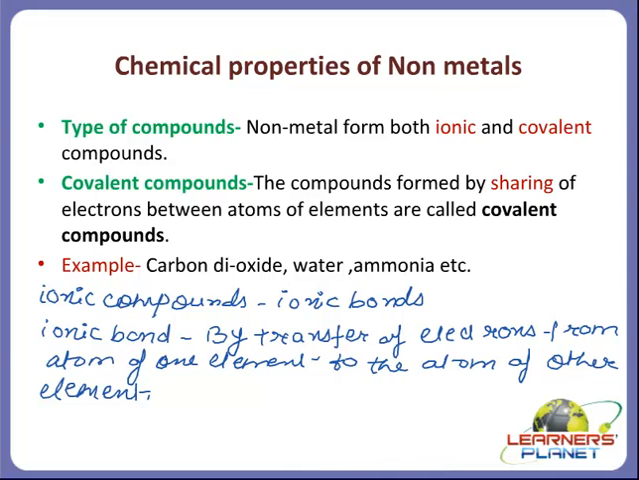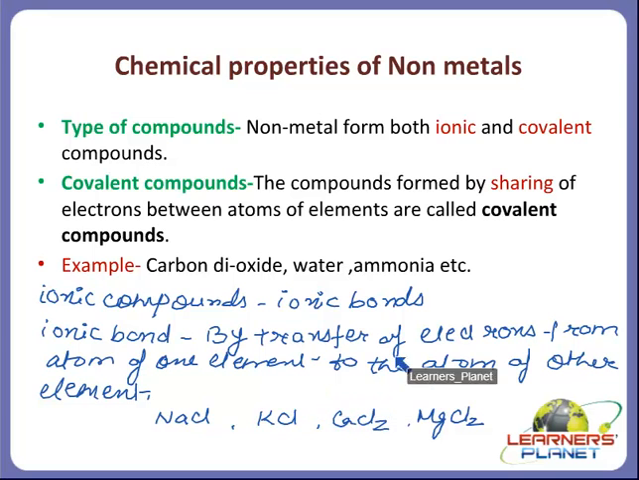Can you suggest any example? Like NaCl, it is an ionic compound. KCl is an ionic compound. Calcium chloride is an ionic compound. Magnesium chloride is an ionic compound. So in these, what are we seeing, children? We are seeing that one is a metal, the other is a non-metal. Again a metal and a non-metal.